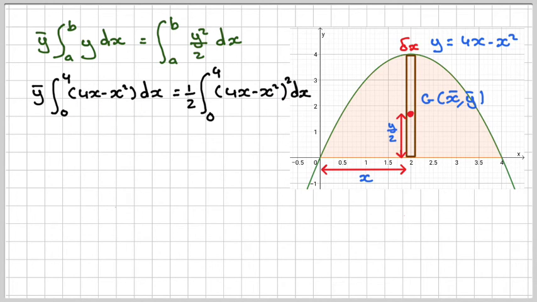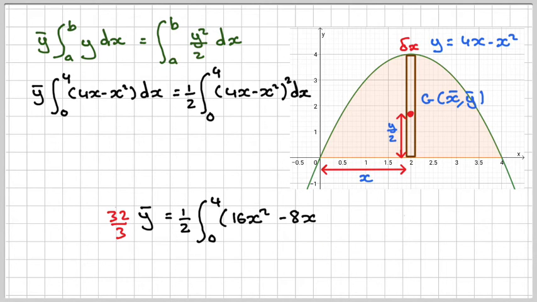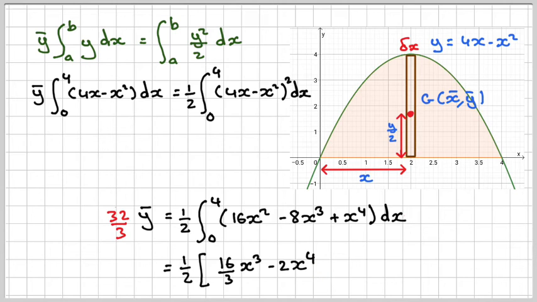Now this bit we've already worked out before. It is 32 over 3. Here we've got the half, but we'll need to expand this. So we're going to get 16x squared minus 8x cubed, plus x to the 4th, dx. Now integrating, that will become a half of 16 over 3 x cubed minus 2x to the 4 plus x to the 5 over 5, from 0 to 4.